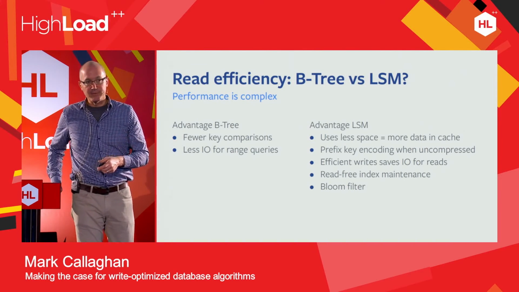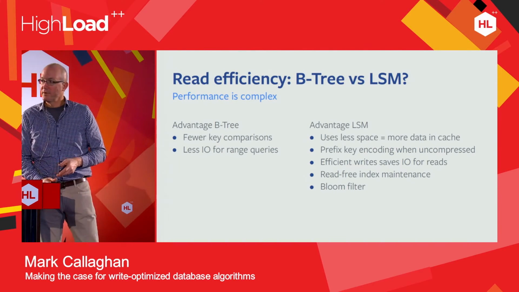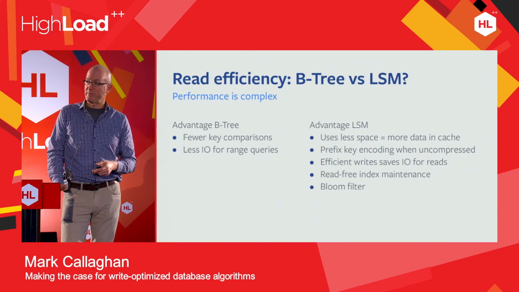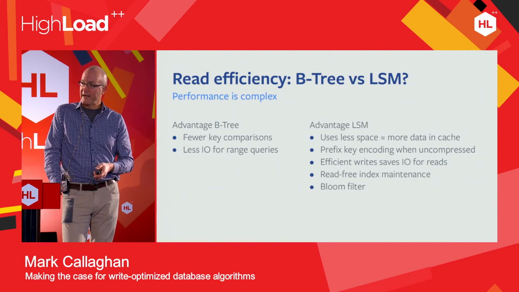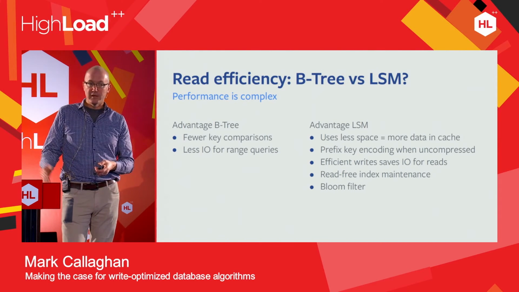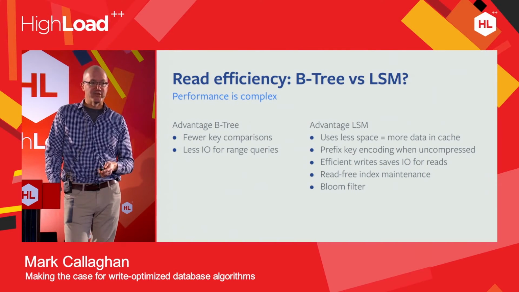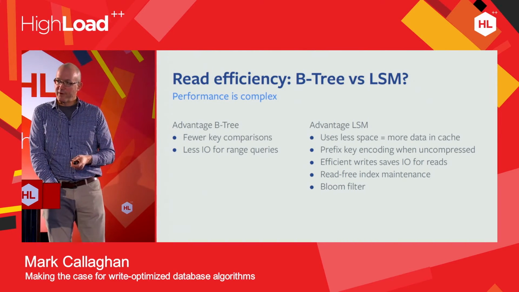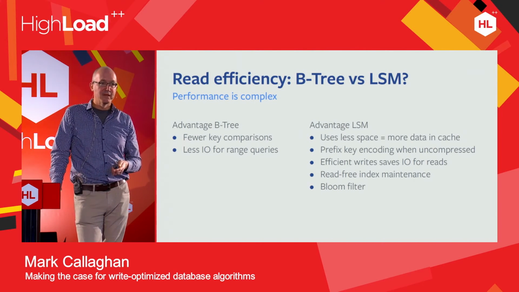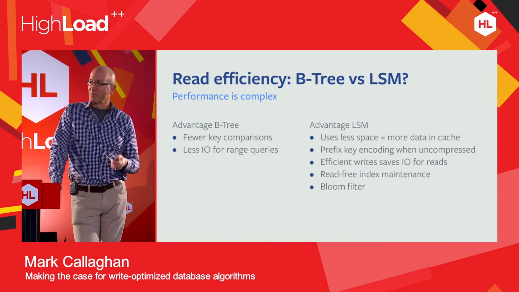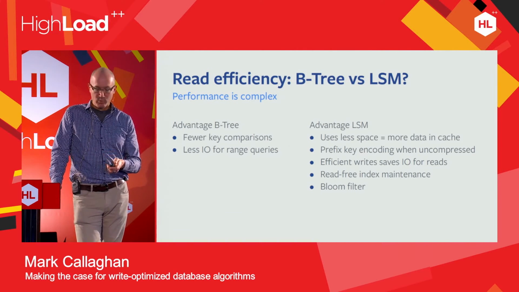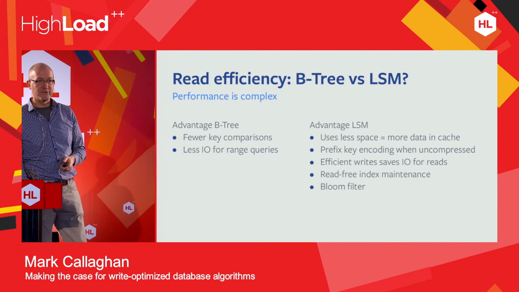The advantage for the LSM tree: it uses less space. So even for uncompressed pages, it fits more data in cache, and the cache hit rate is better. You're going to need to read less from disk per query or per transaction. Prefix key encoding is applied even for uncompressed blocks, so you're fitting more data in the block cache. The pages in the block cache are not fragmented, so you're not wasting space in RAM. Another point is that being more efficient on writes will save more I/O for reads.